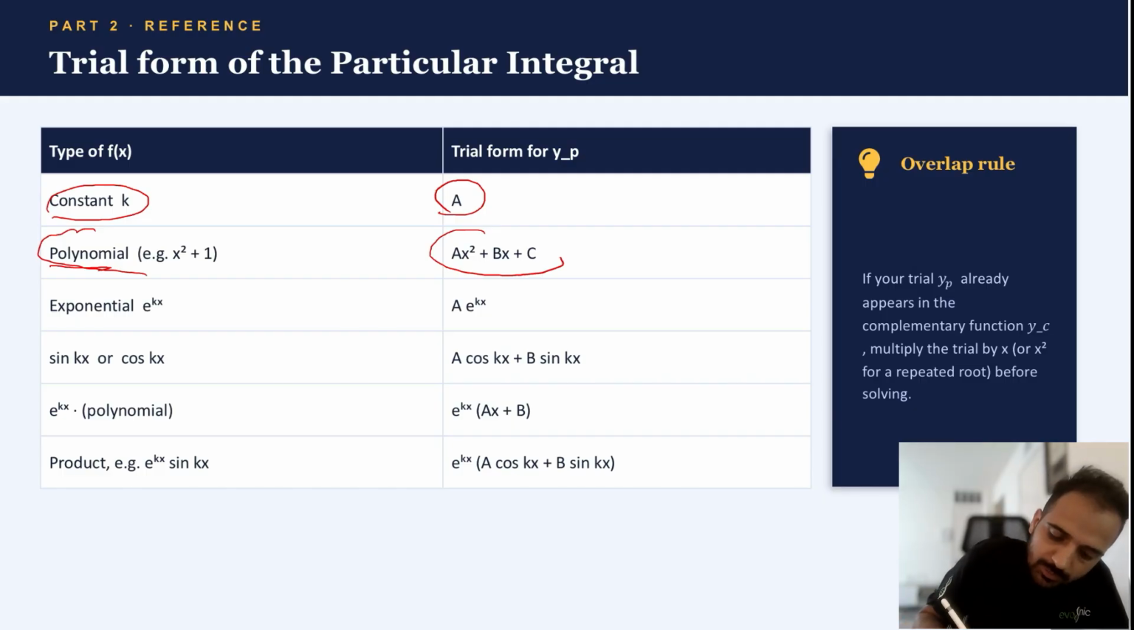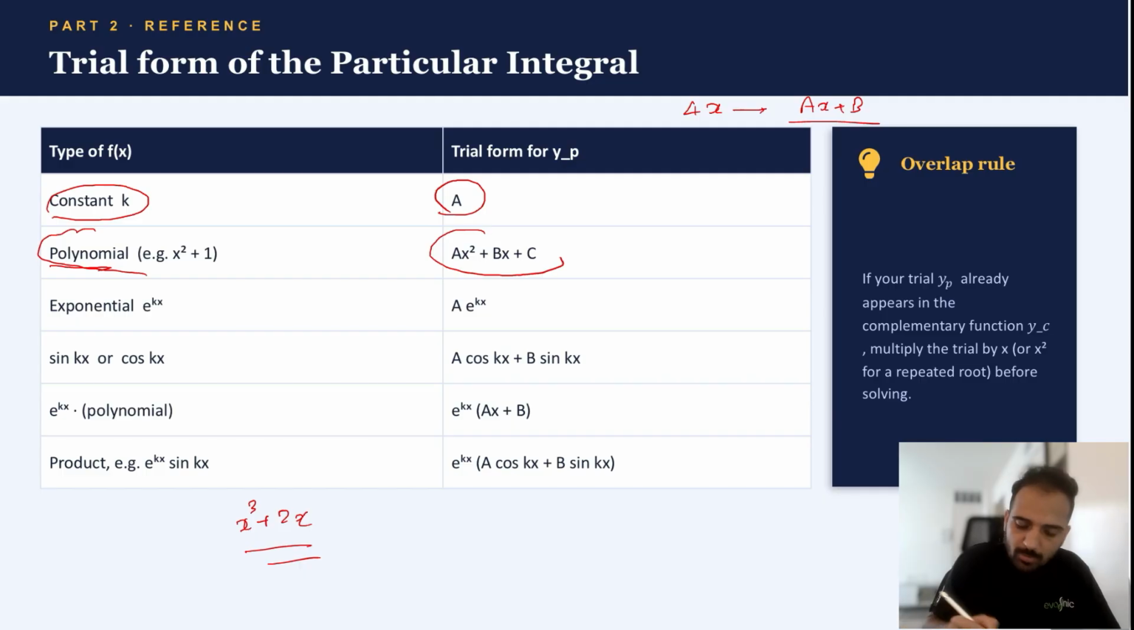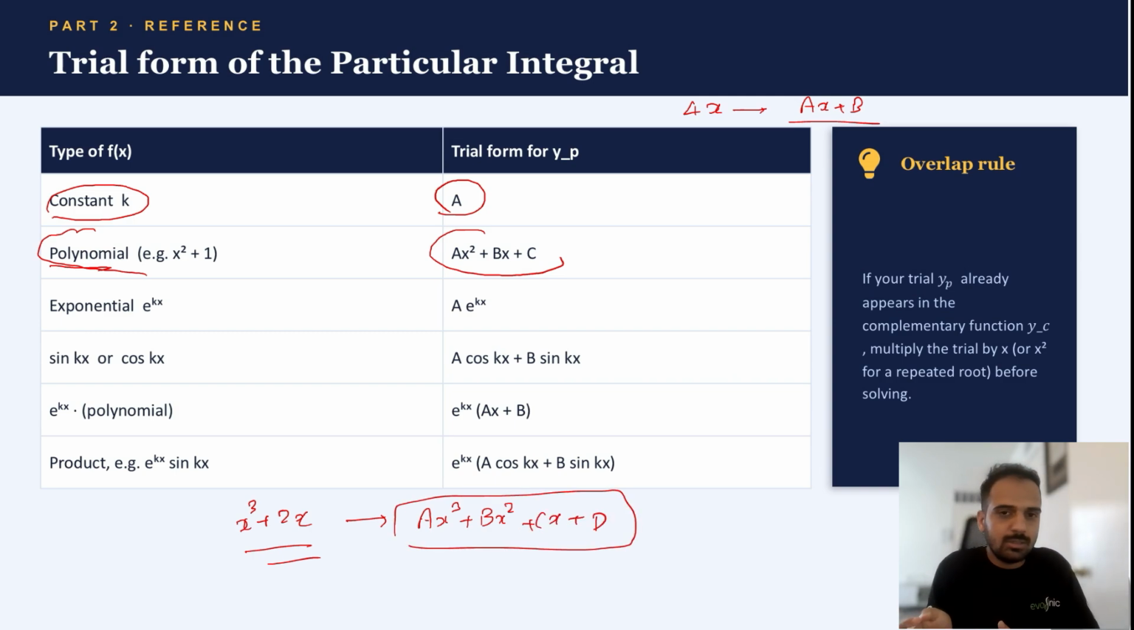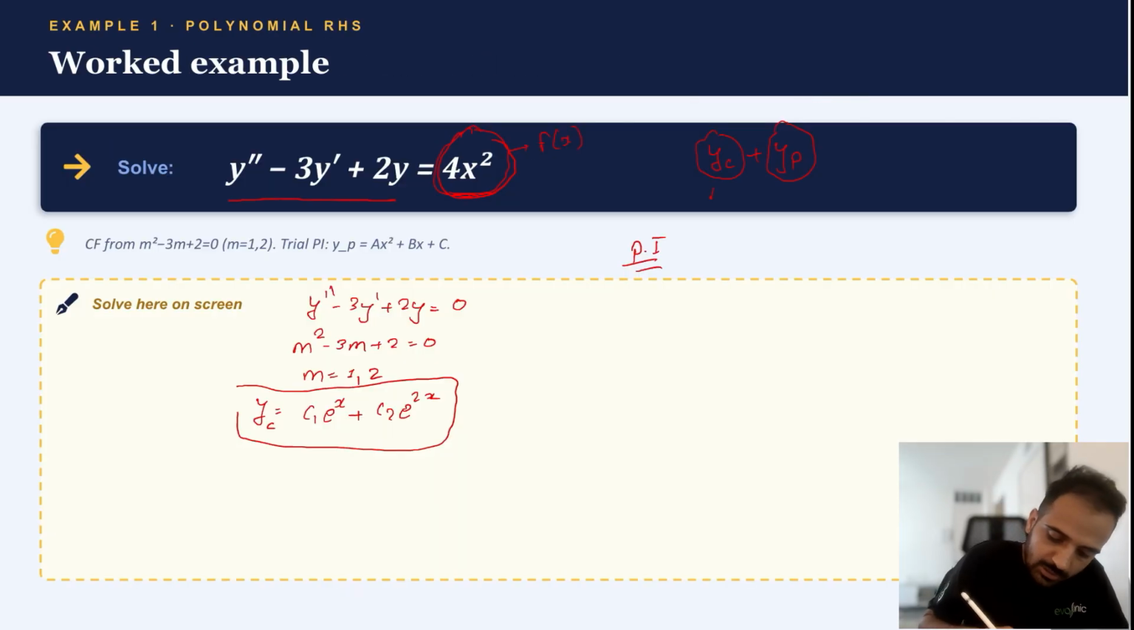For example, if your function is x, then your trial solution will be ax plus b. If your function is 4x, your trial solution will be ax plus b. What if your function is x cubed plus 2x? This is a third degree polynomial, so you need ax cubed plus bx squared plus cx plus d. Since this is a third degree polynomial, the trial solution should also be a third degree polynomial. So in our case we have 4x squared, which is second degree.